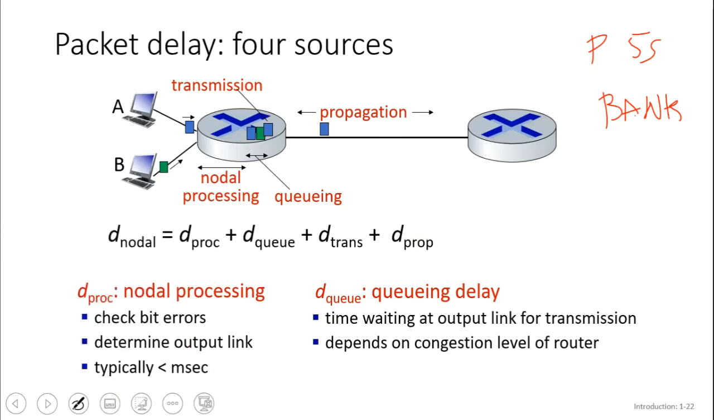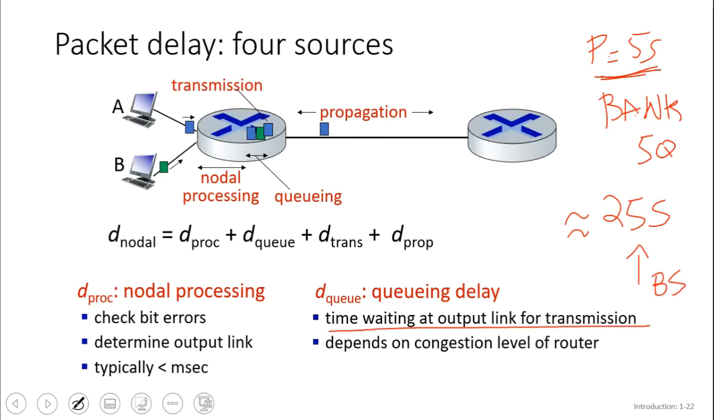Now, if you go to the bank and there are 5 people in a queue, and it takes 5 seconds to process a single person, then it will take 25 seconds on average for you to get your bank statement. This is the queuing that happens as well. So it depends on the congestion level of the router, just as here it depends on the congestion level at the bank.